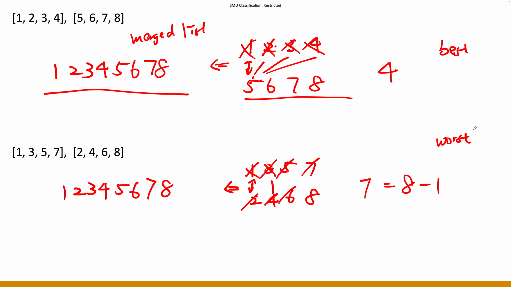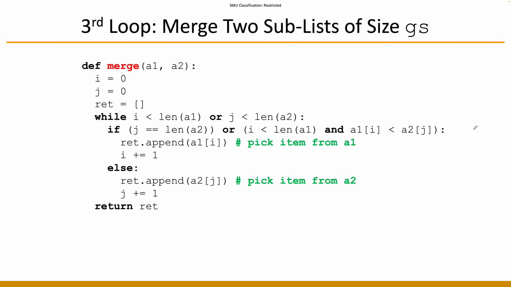So now we can look at the actual implementation. This code basically tries to simultaneously iterate through A1 and A2. We use I and J to represent the indices inside A1 and A2. RET is representing the return variable, which contains all the merged components, right?